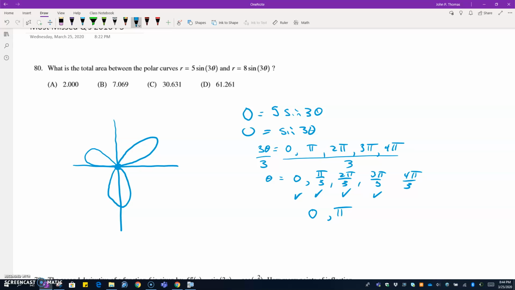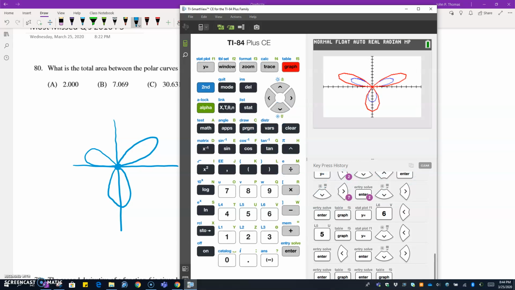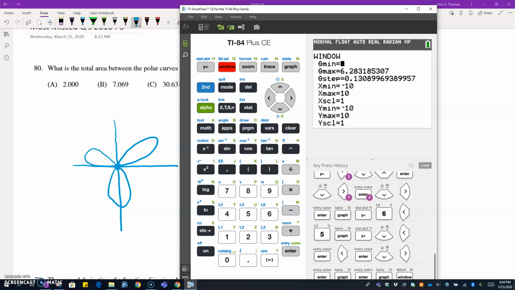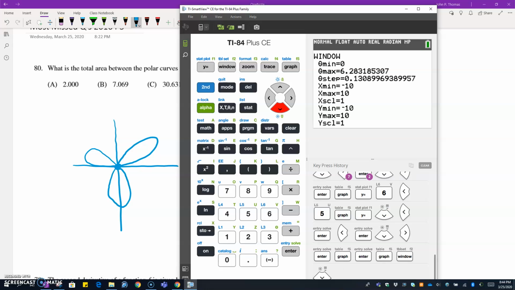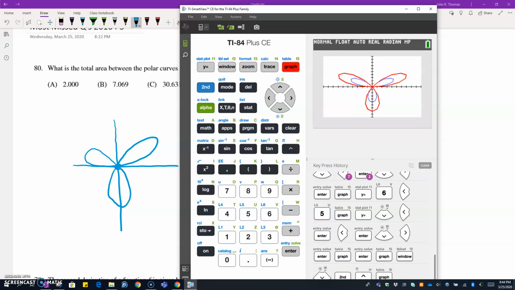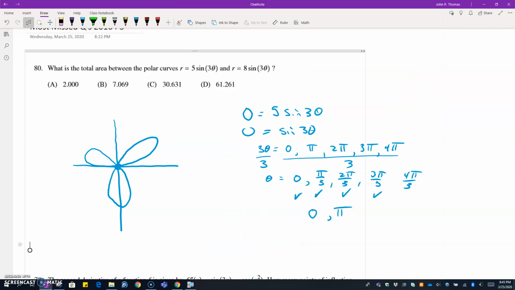Alright, so if I go back to my calculator, I can confirm this by going to Window, and down here in the second one, if I put a pi in there, and then I hit Graph, you'll notice we still get the full circle, but this time that little dot only traces it once. So that gives me the section I'm looking at as I go through. If I'm setting this up, I'm going to do my integral from 0 to pi.